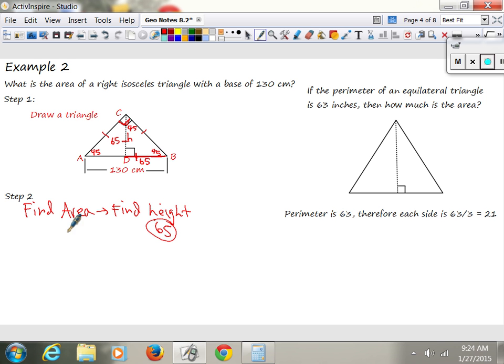So my area then is going to be base times height divided by 2. What is my base here? So the base of the triangle, 130, because we're finding the area of the whole triangle. 130 is my base. What's my height? 65 is the height. I don't want just the area of a little triangle. I want the area of the whole one. And then divide by 2.